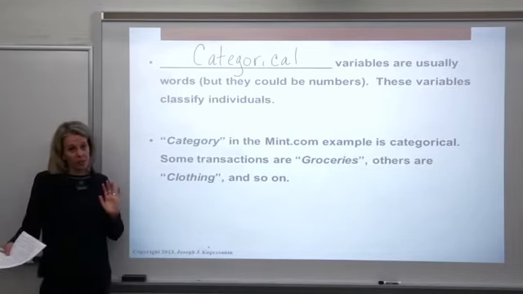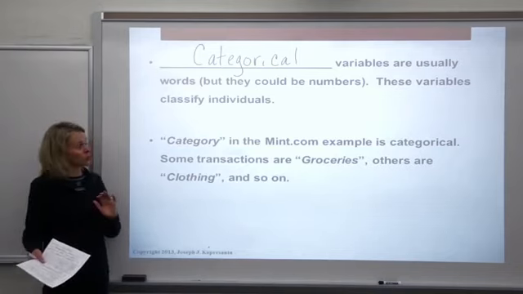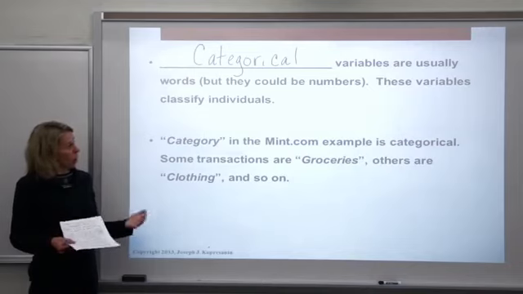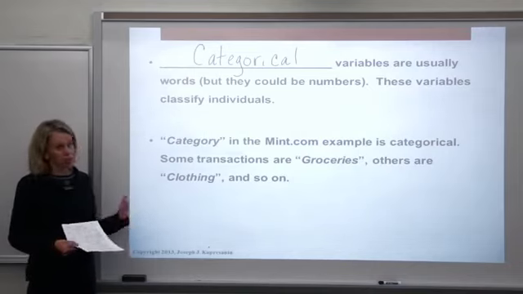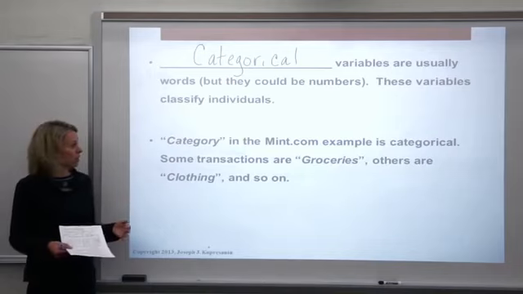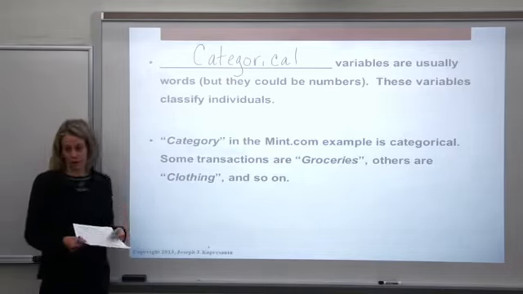So we've got quantitative variables that are numeric, and you can perform numeric operations with those. And we have categorical variables that are often non-numeric, but they're variables that classify individuals. If they are numbers, the number just helps to classify something.